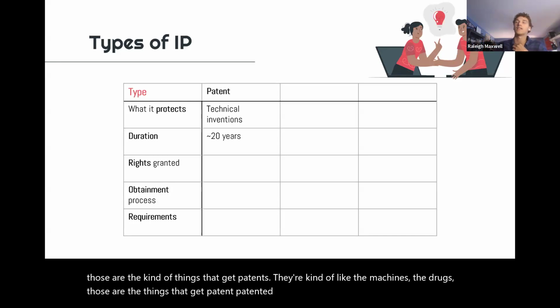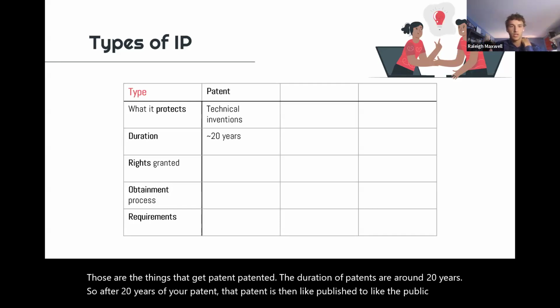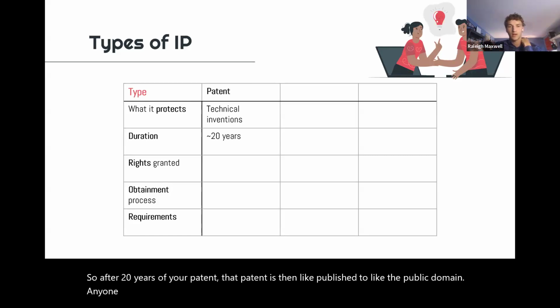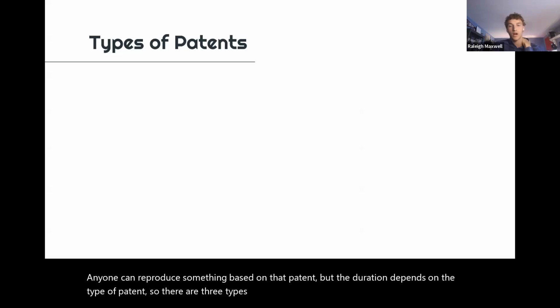The duration of patents is around 20 years. After 20 years, that patent is published to the public domain, and anyone can reproduce something based on that patent. But the duration depends on the type of patent. So there are three types of patents, the three most common types.